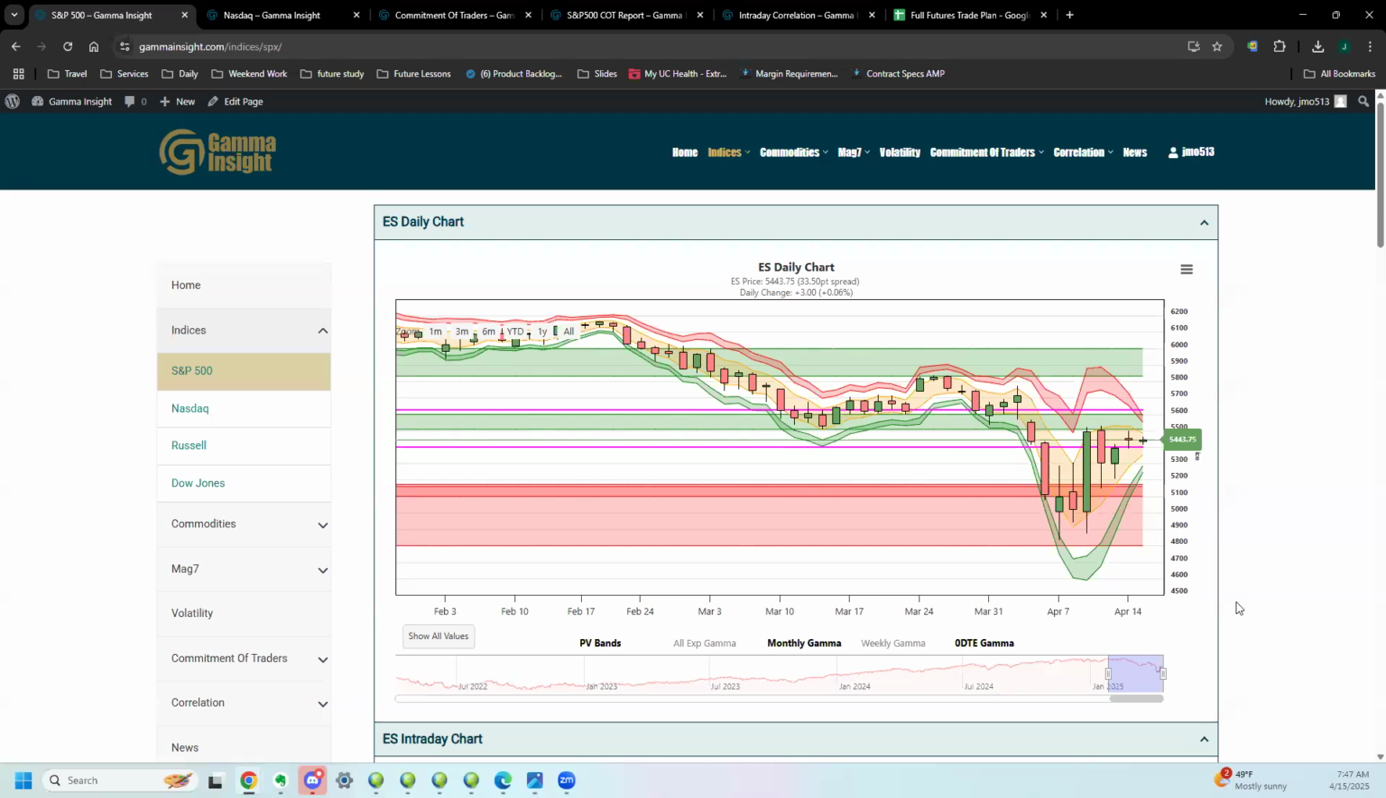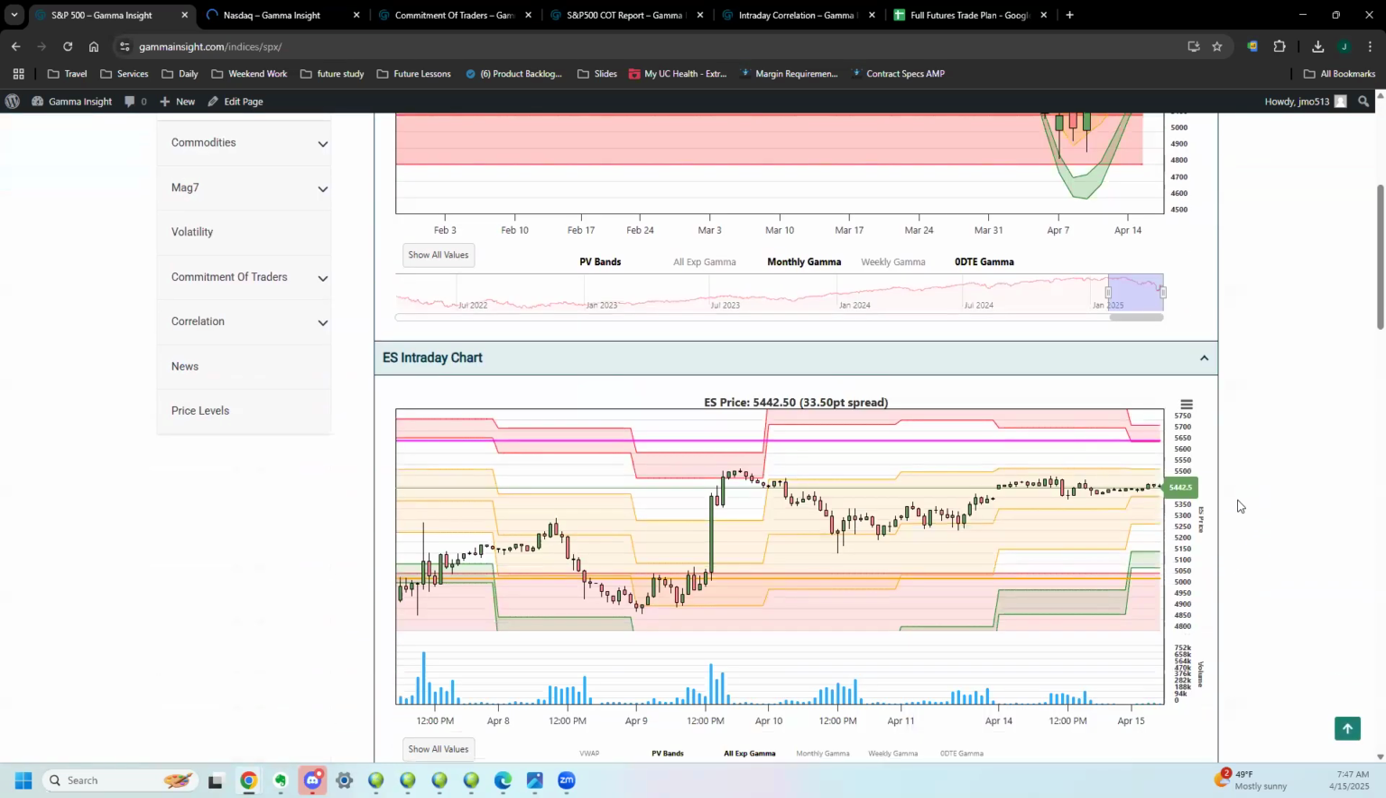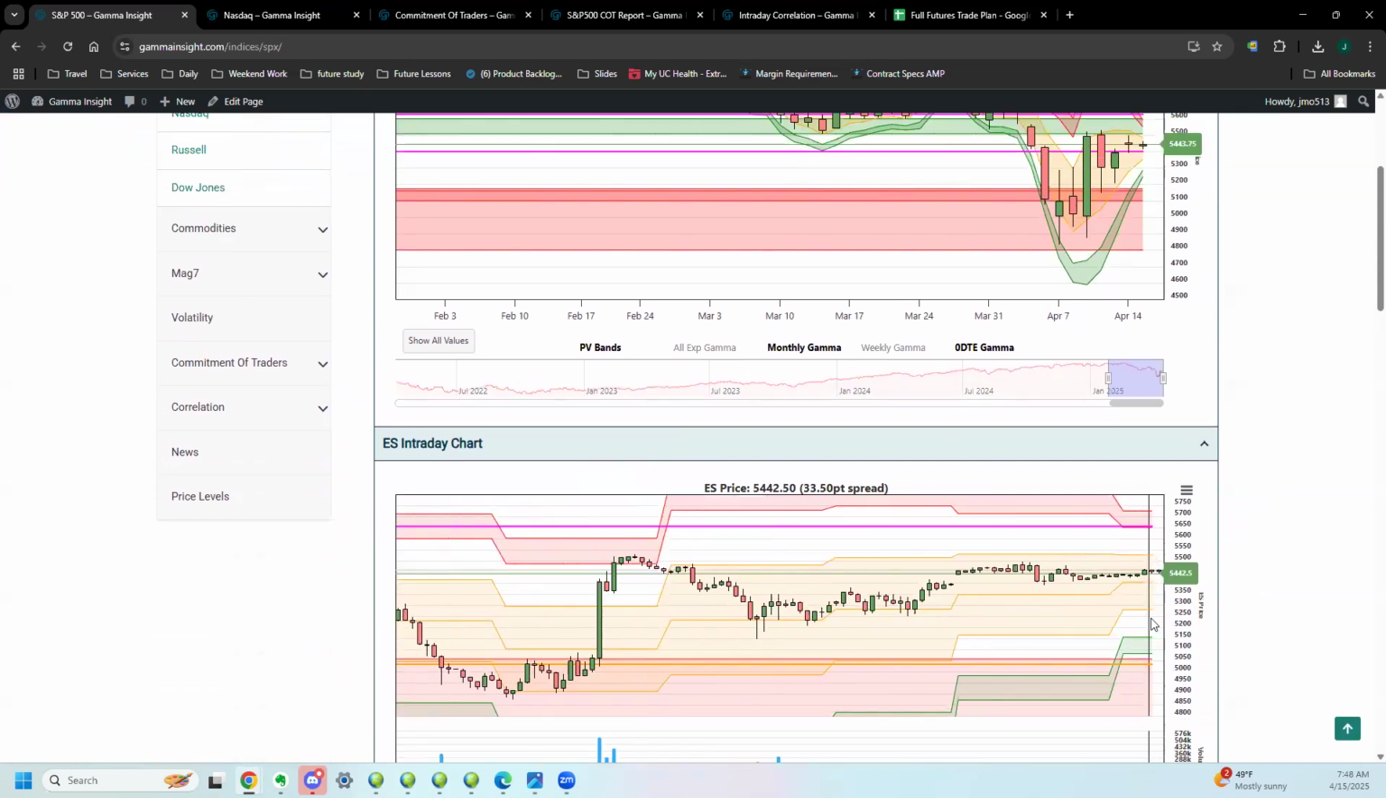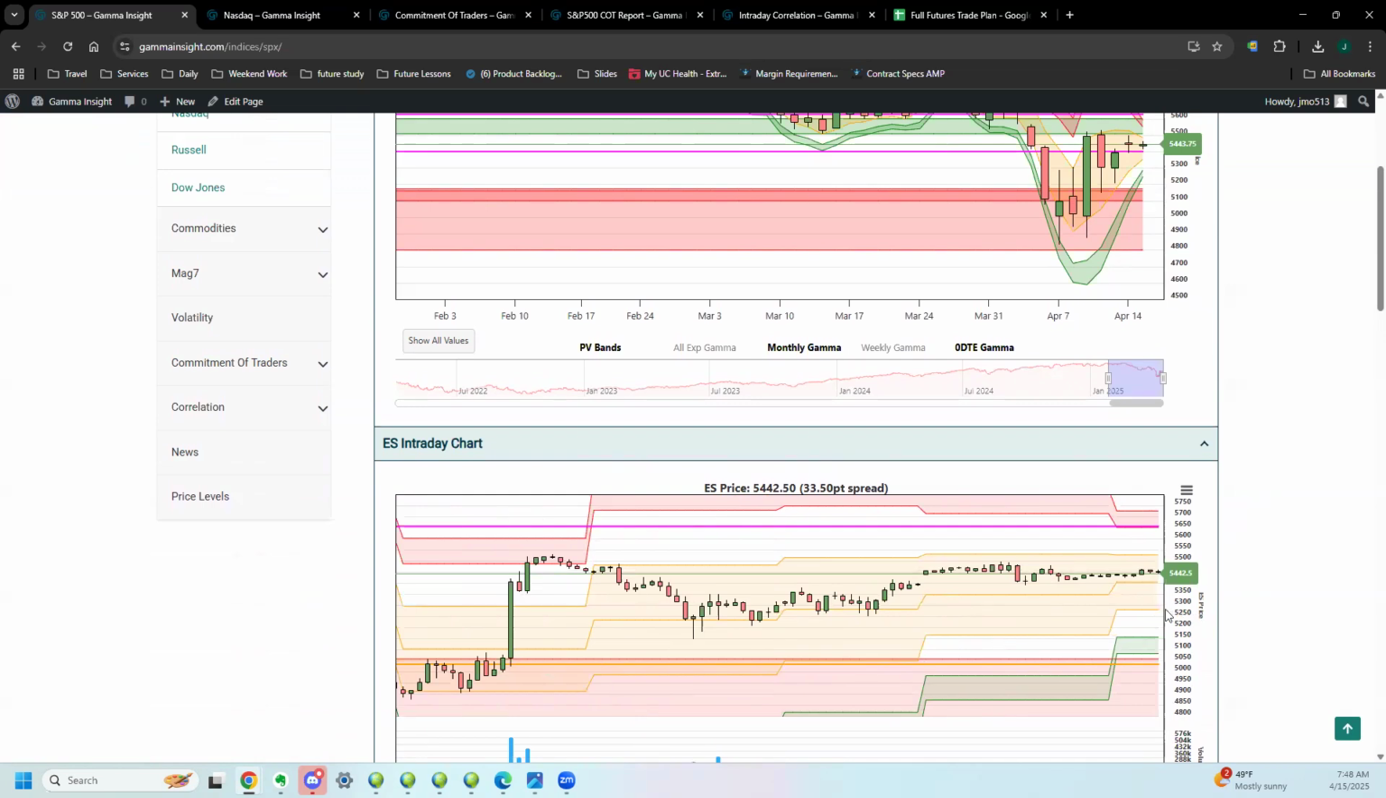We can see here, looking at our expected range, and we look at this both daily and intraday. And so intraday, we can get a little better zoom in and show you we are looking for rotational price action from 5260 up to 5500 with the midpoint here around 5400. So around yesterday's low is where our midpoint is.